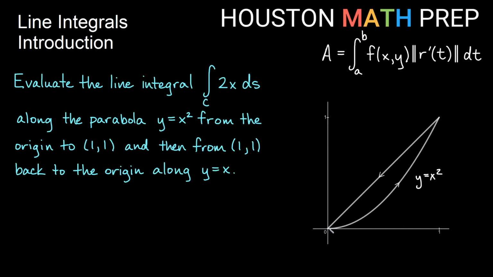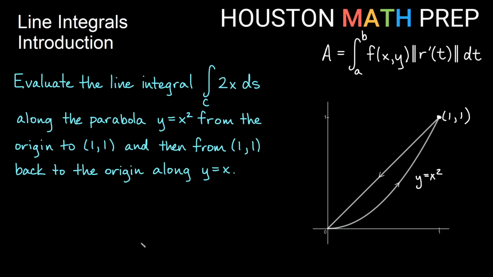And we're going from 0, 0 to 1, 1, so this is 1, 1 up here. And then what we're going to do is return to the origin along the line y equals x, so going from 1, 1 back to 0, 0. What we'll need to do is find the line integral along this first piece of the curve, and then we'll need to find the integral along the second piece of the curve. So this is actually 2 separate line integrals.